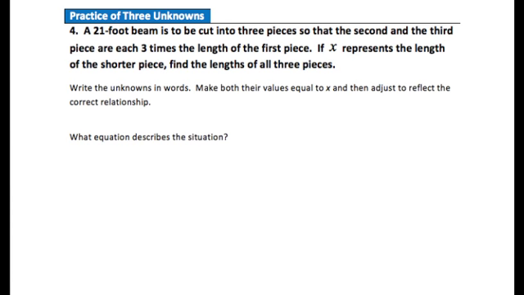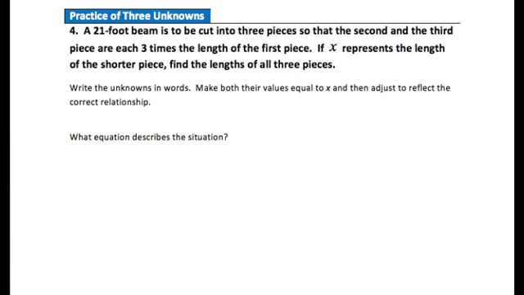Okay, problem 4. A 21-foot beam is to be cut into 3 pieces so that the second and third piece are each 3 times the length of the first piece. If x represents the length of the shorter piece, find the lengths of all 3 pieces. Okay, a lot of information going on there. We know there are some unknowns. Let's take a look. It looks like there's 3 of them. I've already told you that at the beginning, but if we read through the problem, we'll see that as well.